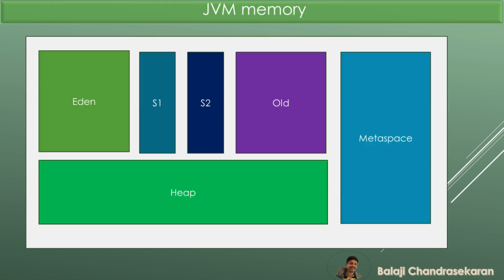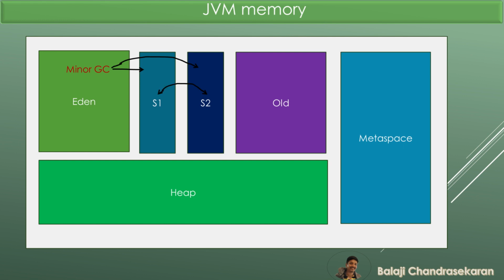The heap is divided into generations, such as the young generation and the old generation, to optimize garbage collection. Young generation is further divided into Eden space and the two survivor spaces S1 and S2. The young generation's Eden space is where newly created objects are initially stored. When the Eden space becomes full, a process called a minor GC, garbage collection, is performed. During this process, the JVM moves all live objects from the Eden space to one of the survivor spaces. The objects that are not moved to the survivor spaces are garbage collected.